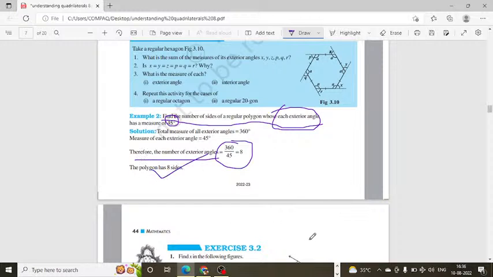Now we will move to the next exercise. Your next exercise is exercise 3.2.